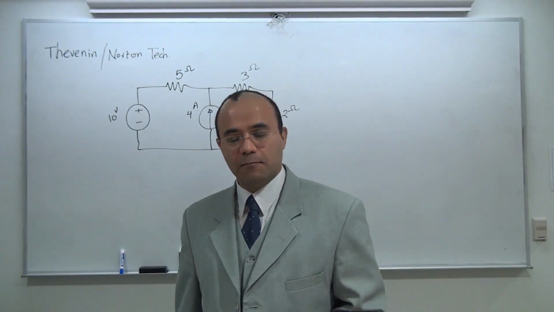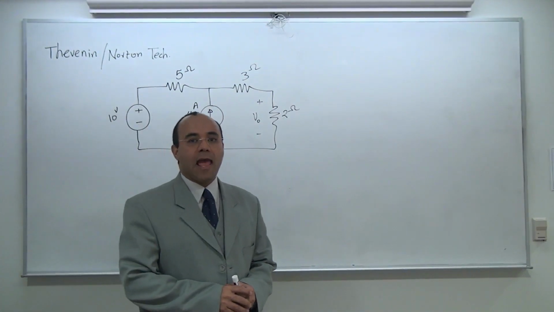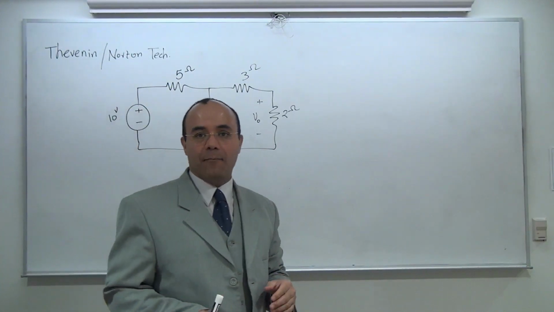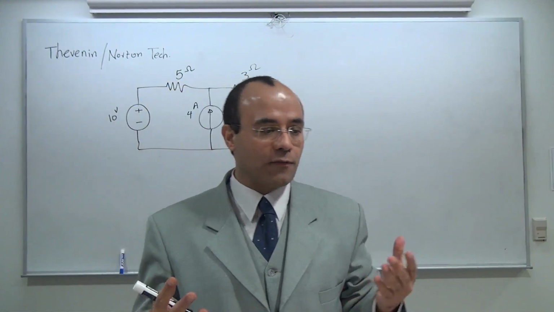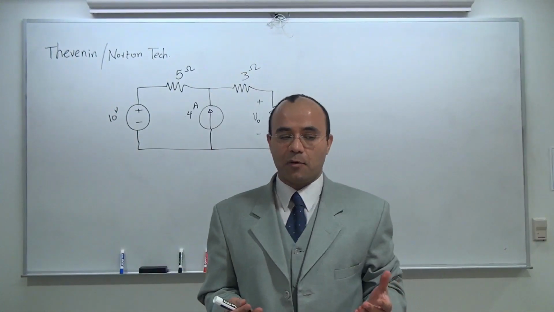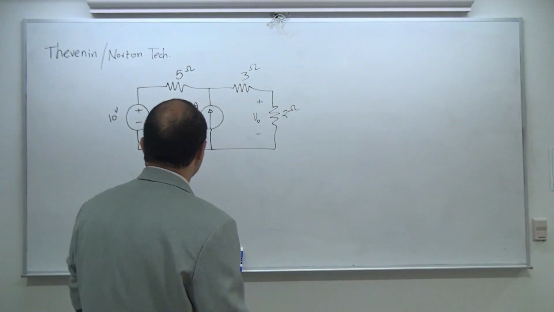Welcome back. We are at the last portion of chapter 4, and we are going to talk about Thevenin and Norton. Before doing that, I want to refresh your memory about what we talked about an hour ago, which was source transformation. I want you to see it in a different light this time.